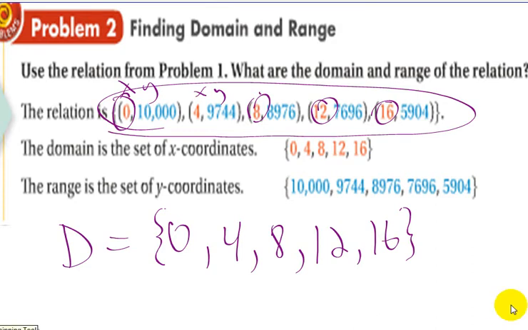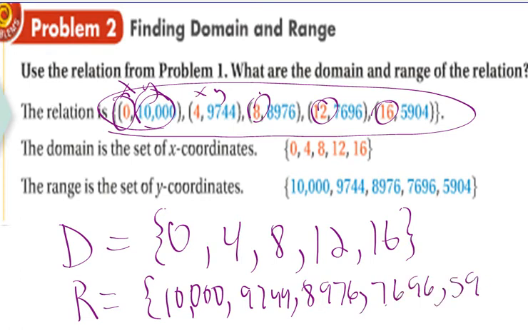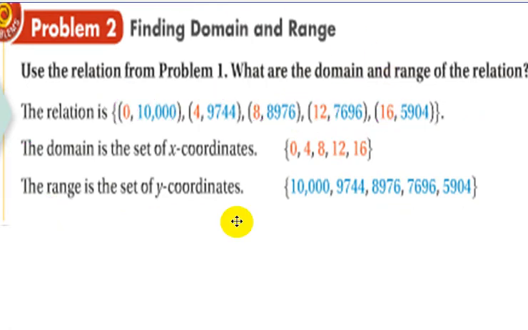There we go. And now the range, you're going to do pretty much the same way, except these are all the y values. So it's going to be 10,000, 9,744, 8,976, 7,696, and 5,904. Okay, and here they are. Right there. Okay, so that's how you do domain and range. Domain are your x values, range is the y.